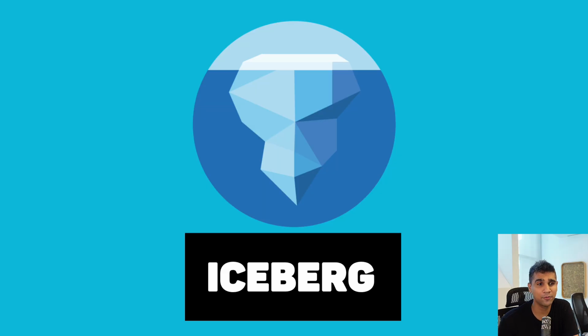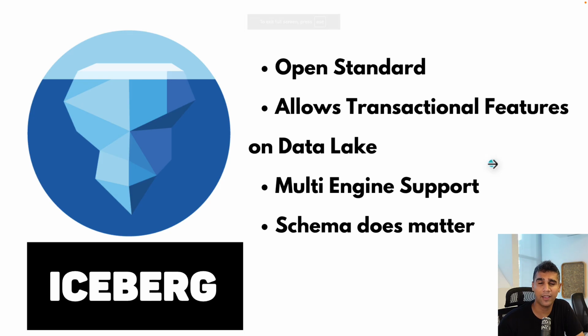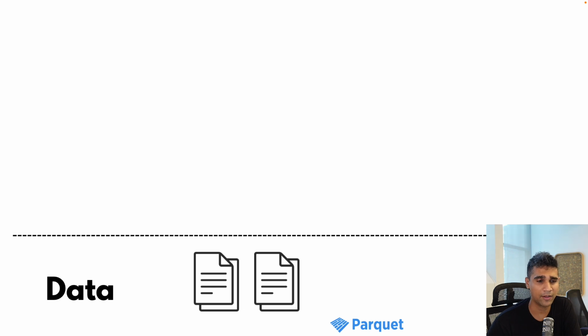Next, let's look into Iceberg. On a high level, it is an open table format, open source, easily available. It allows all transactional features on top of the data lake. It has multi-engine support, which is one of the key features at the moment that sets it apart, I would say.